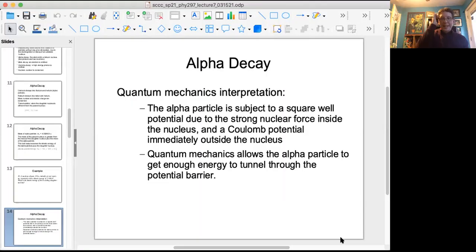And so quantum mechanics allows for the alpha particle to get enough energy to tunnel through the potential barrier. So every so often, an alpha particle breaks free from the nucleus because of barrier penetration.